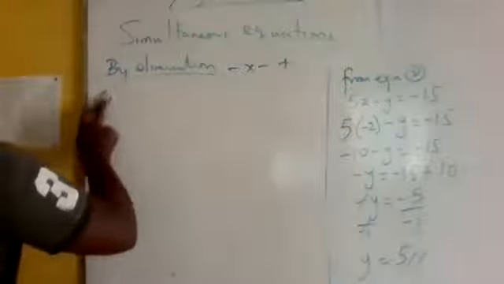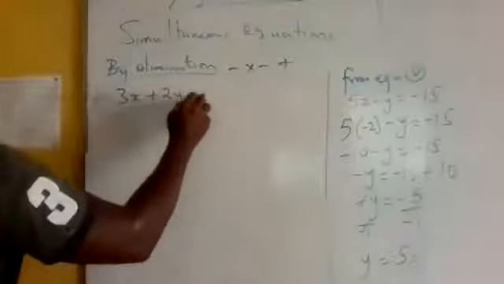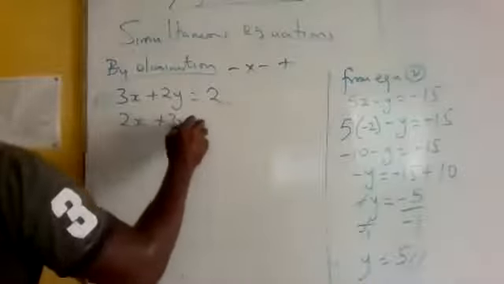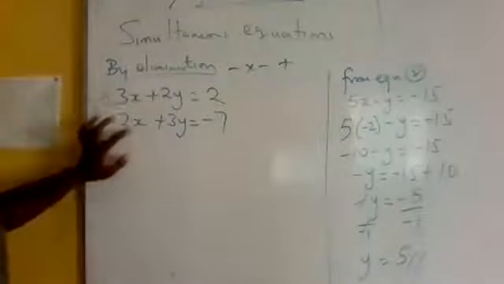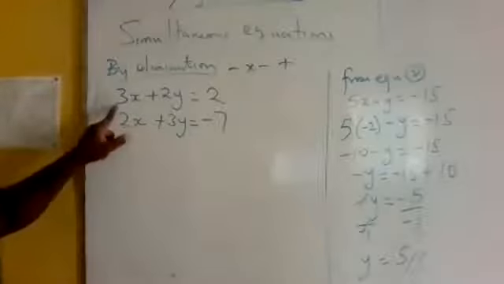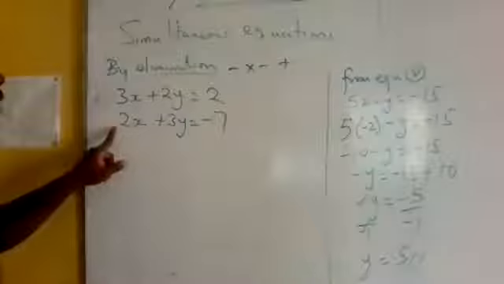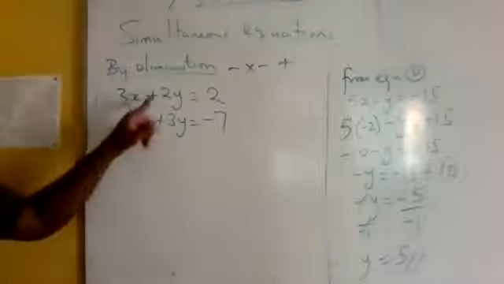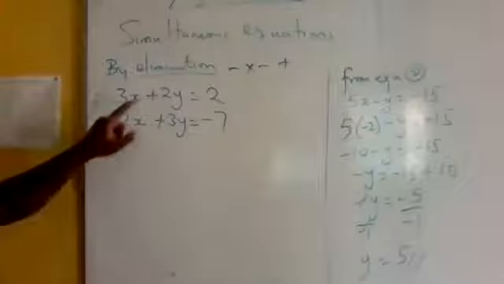Here I have 3x plus 2y is equals to 2, and 2x plus 3y is equals to minus 7. Now, if you look at your two variables, this one is x. Are you getting me? This is x. The both of them don't have the same coefficients. This is y, this is y. Both of them don't have the same coefficient. This one is 3, this one is 2, this one is 2, this is 3.